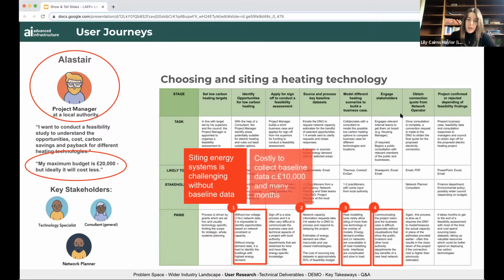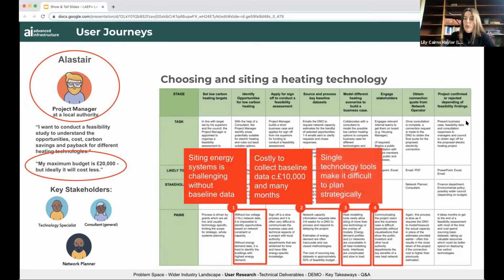Months of time, and £10,000 in this case, was spent sourcing and modelling the baseline data needed to build a business case. On top of that, single technology tools made it difficult to plan strategically and consider options like smart local energy systems, where multiple technologies are sited together to improve overall efficiency.